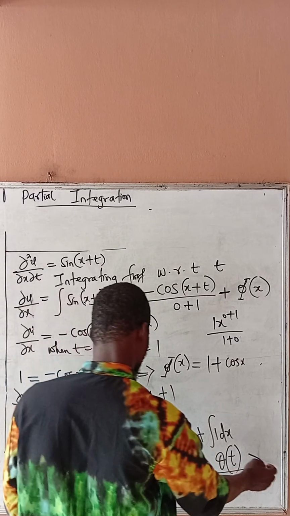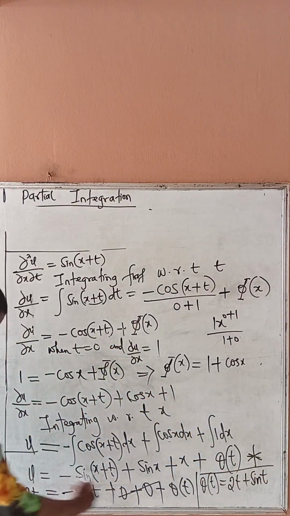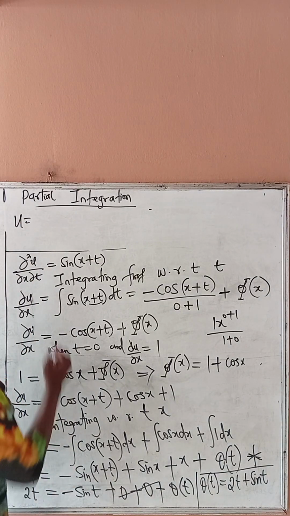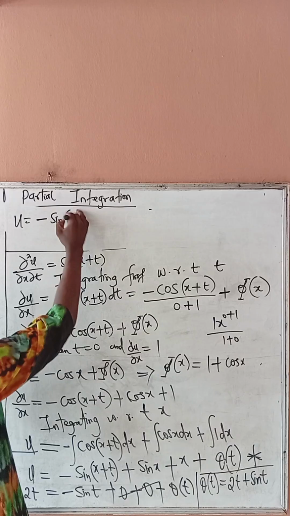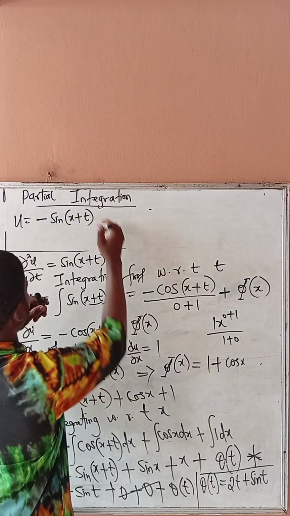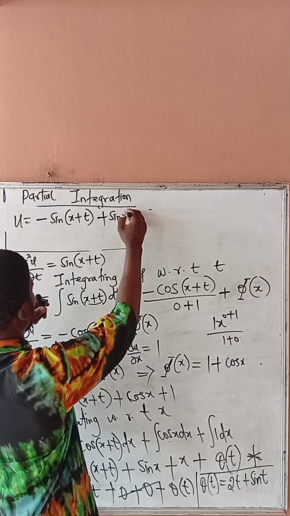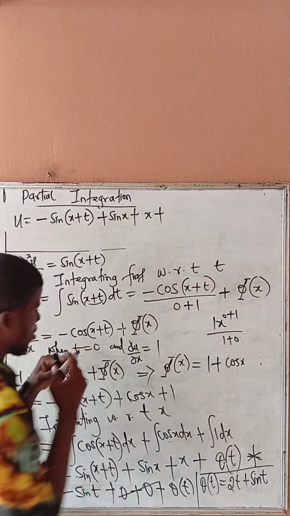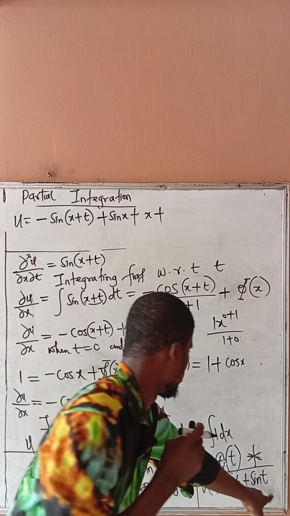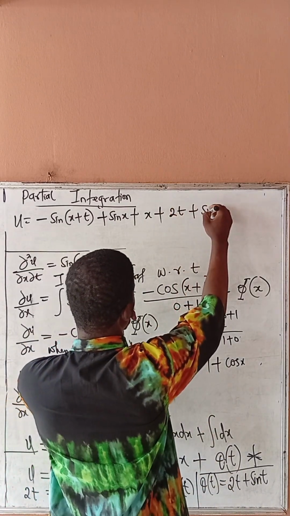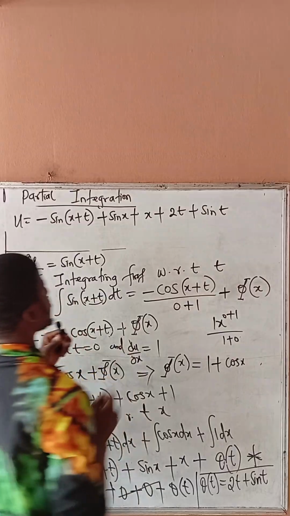We're coming from here. Here we have this. Good. So I'm having u is equal to minus sine x plus t plus sine x plus sine x plus x plus x. Then this theta of t is everything here. That will be 2t plus 2t plus sine t.